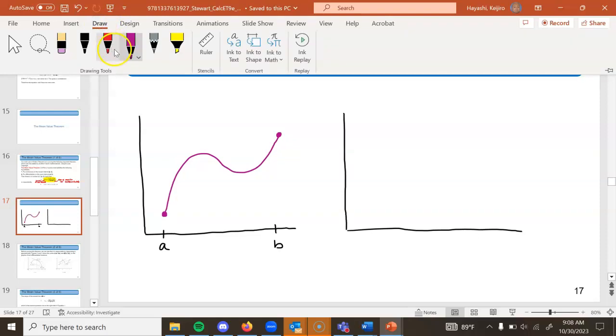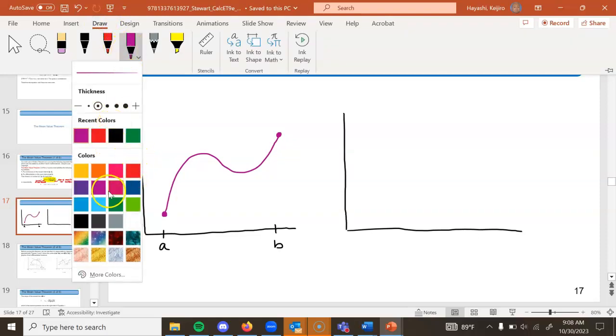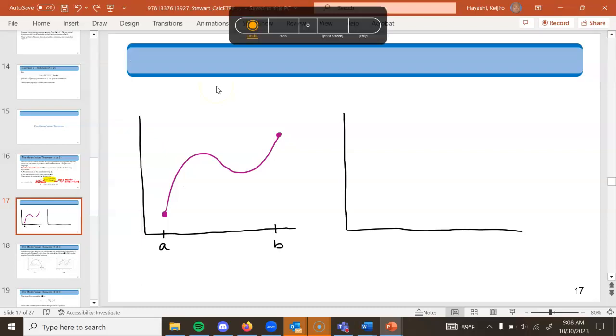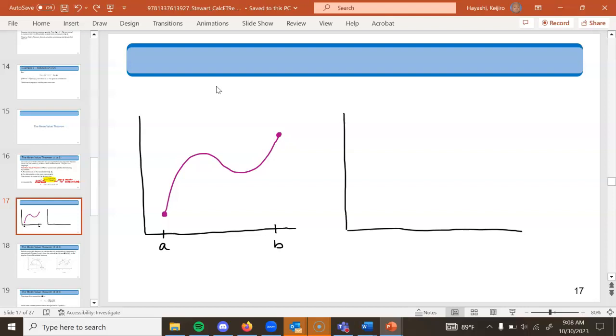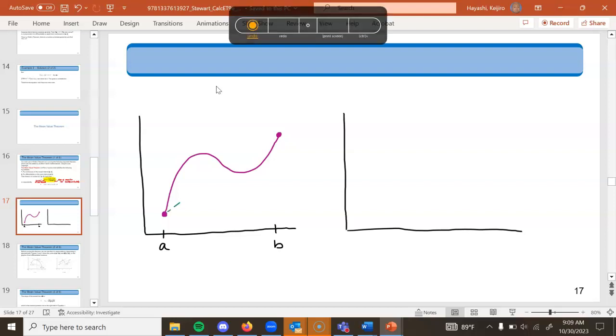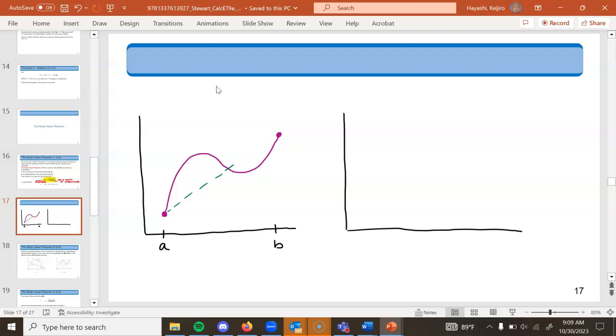What the mean value theorem states is that because this is continuous and differentiable, there should be some point from A to B where the derivative is equal to the slope of this line, the secant line. The line that directly connects the two endpoints.